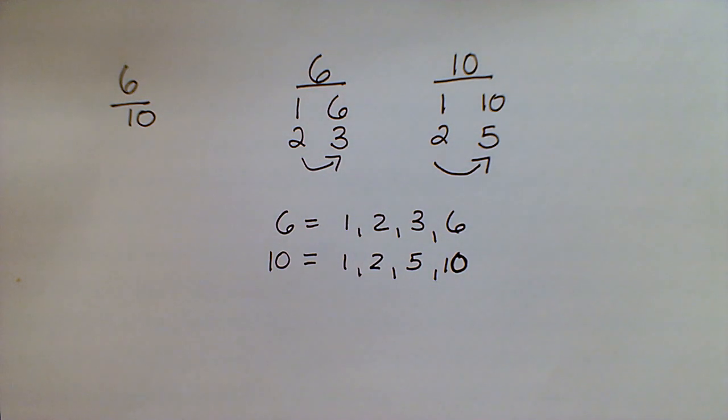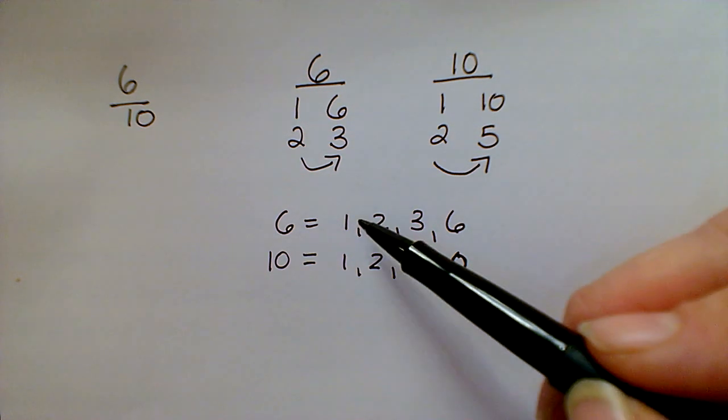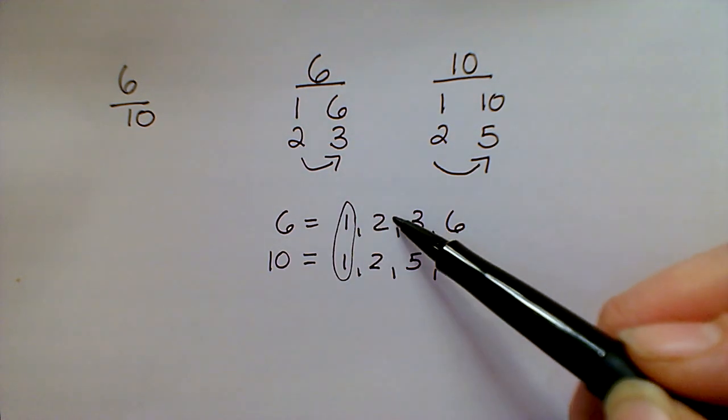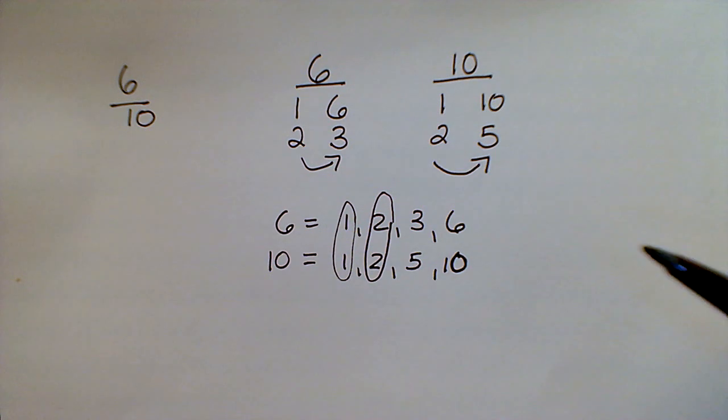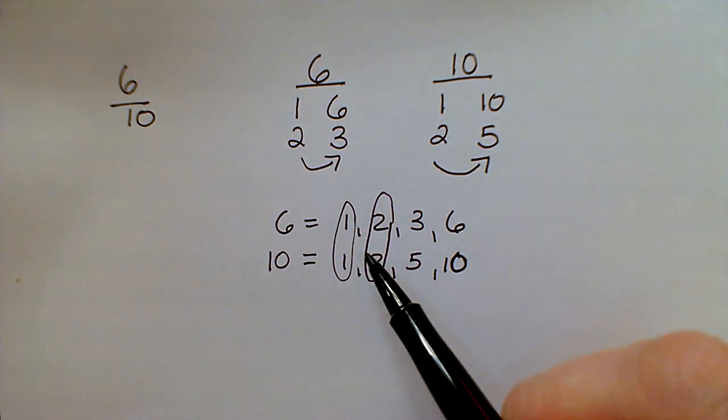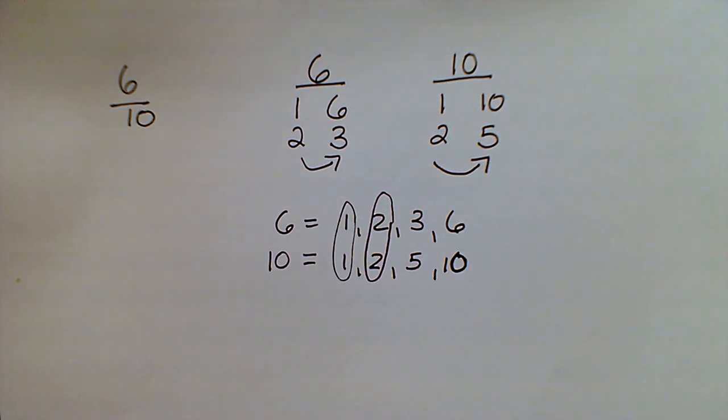And something that you should notice with this is that once again, 2 is a common factor. 1 is a common factor. 1 will always be a common factor. But here we have 2. I have nothing larger than 2, so 2 is my greatest common factor.